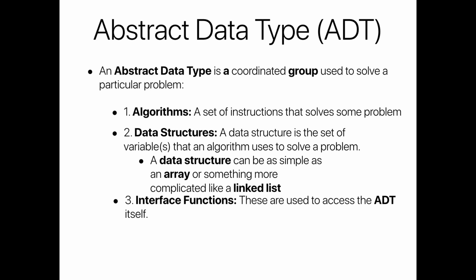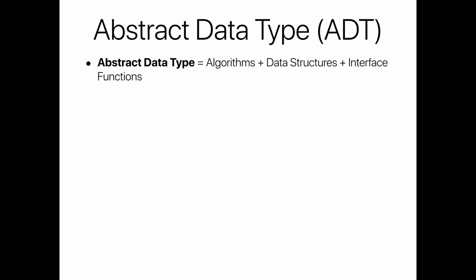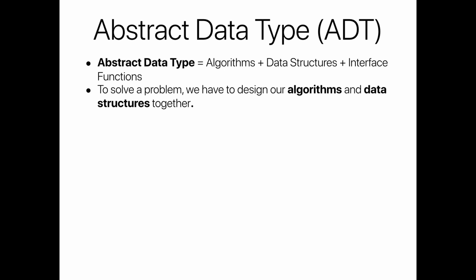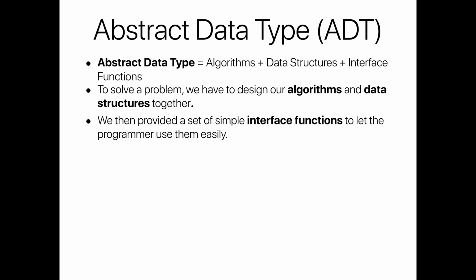Now, if this doesn't make sense or seems a little bit too abstract, don't worry about it. I've created plenty of diagrams to help me explain what an abstract data type is. Okay, so as I just mentioned, algorithms, data structures, and interface functions. These three things make up an abstract data type. And to solve a problem, we have to design our algorithms and data structures together. And once we have done that, we then provide a set of simple interface functions to let the programmer use them easily. Okay, now let's look at a diagram.